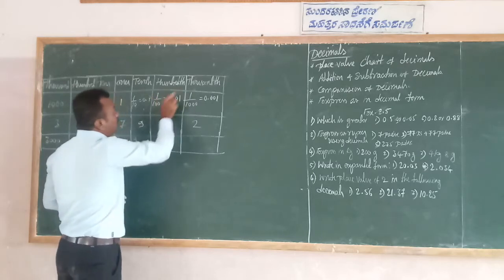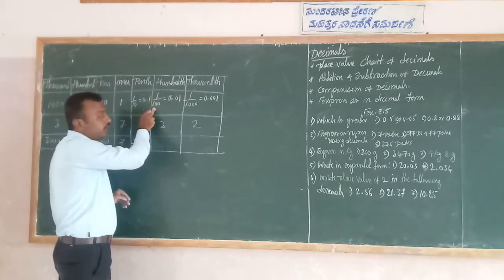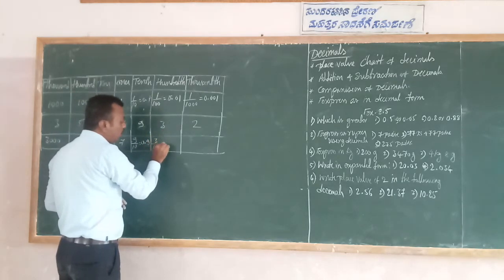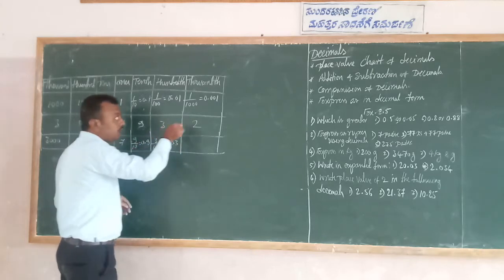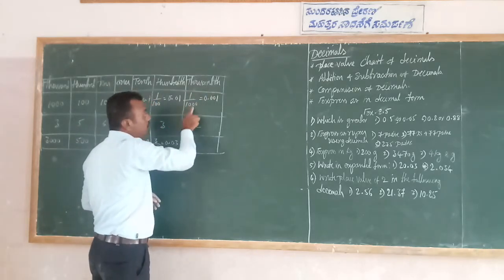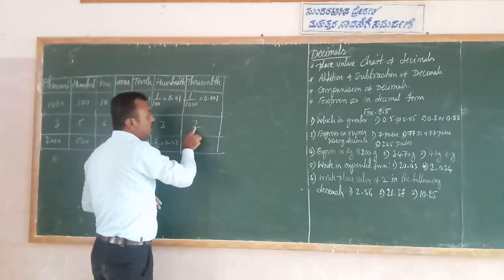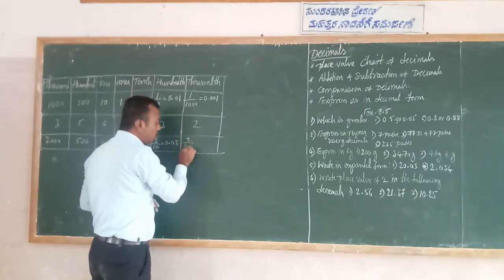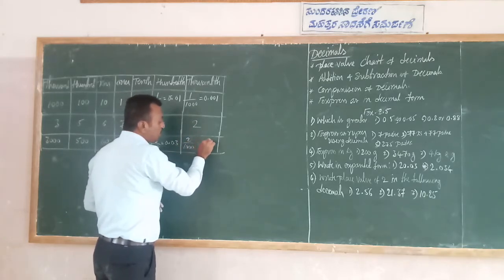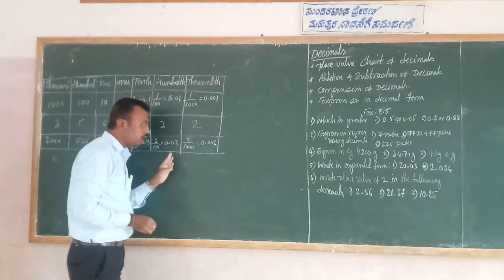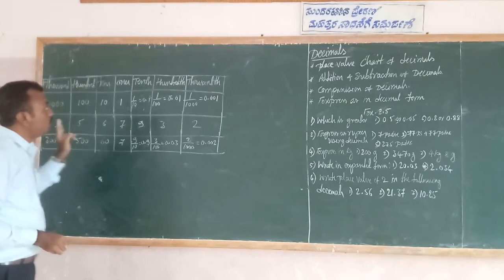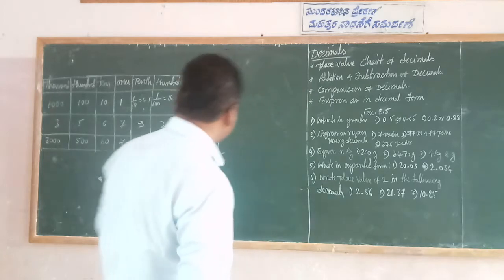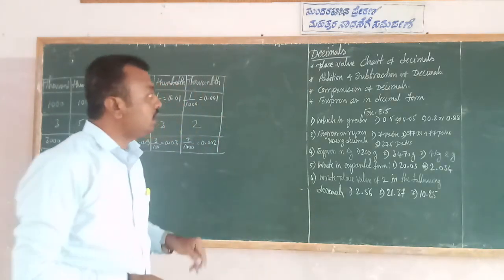Next, come to the hundredths place. The value of the hundredths place is 1 by 100. Then the value of 3 in the hundredths place is 3 by 100, or 0.03. The thousandths place value is 1 by 1000, or 0.001. The value of 2 in the thousandths place means 2 by 1000, or 0.002. Can you understand? Like this we learn the place value of decimal numbers. Did you understand the decimal place value chart? Yes. Let me go to the addition and subtraction of decimals.